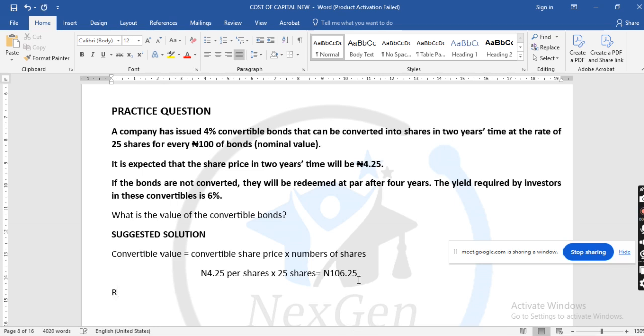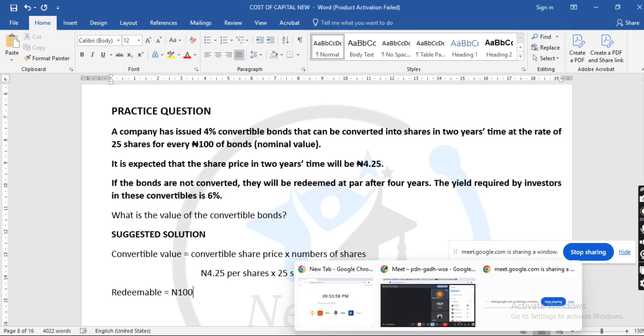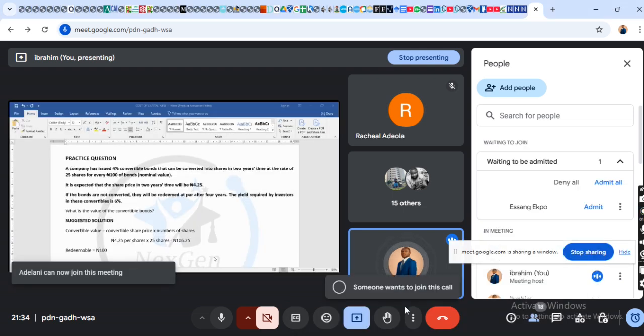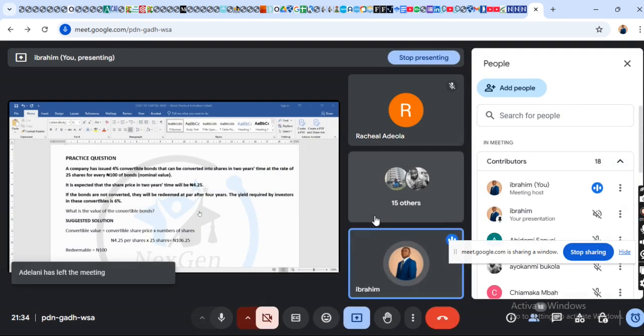Then the redemption, which is the redeemable, is already 100, right? So the higher of the two. The value of the convertible here is 106 naira 25 kobo. Of course, if you are the lender, you will want to choose the higher, which is the convertible. And the question says determine the convertible bond, right?